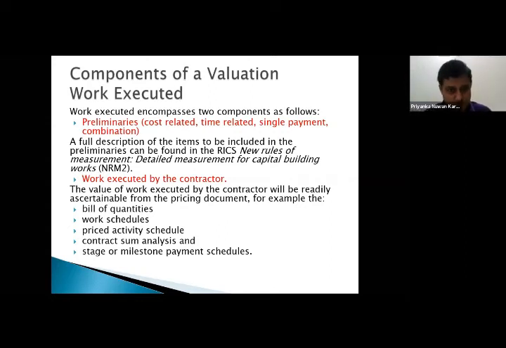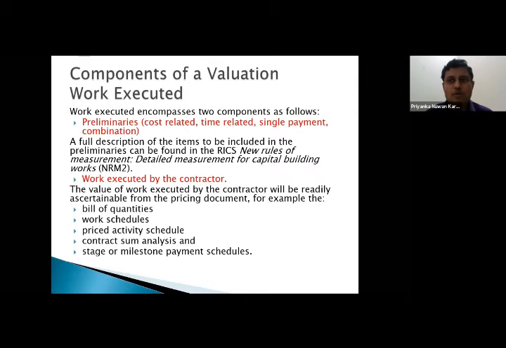Work executed encompasses two components called preliminaries and works executed by the contractor. Preliminaries can be either cost related, time related, a single payment, or a combination. But you have to bear in mind one thing. The preliminaries have to be agreed between the contractor and the engineer's representative before commencement of the works, for ease of administration of preliminaries.